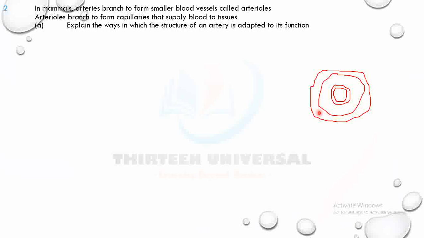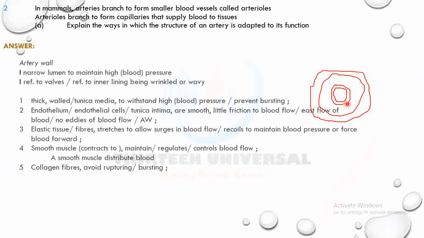Now here we have the tunica intima, the endothelium. The endothelium smoothens out and reduces the friction between the blood inside the lumen here and the wall of the artery. It also protects the other layers. So you have to mention every part of it.